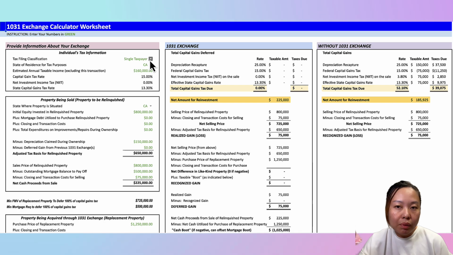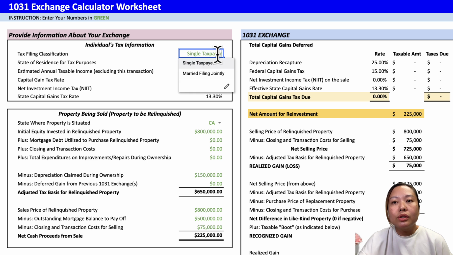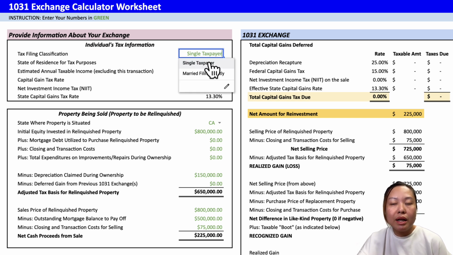In the first part, we're going to fill out some basic information, right? For the tax filing classification, you get to choose if you're filing as single taxpayer or married filing jointly. If you are married filing separately, you can just use single. This is not supposed to replace your tax preparation, your tax filing. This is just a quick calculator.